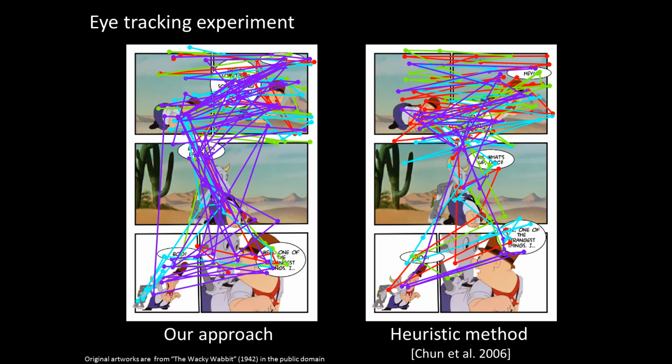We next show the effectiveness of our approach in directing viewer attention. We record eye movements on results from our method and the heuristic method. The eye movement paths are plotted with different colors representing different viewers. Note that the consistency in eye movement is higher. This confirms that our result is more successful in directing viewer attention. Please refer to our paper for quantitative analysis of eye movement consistency.